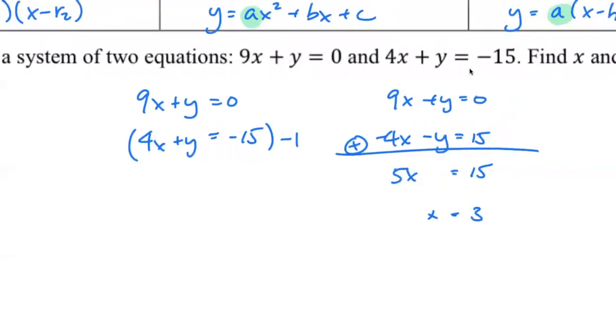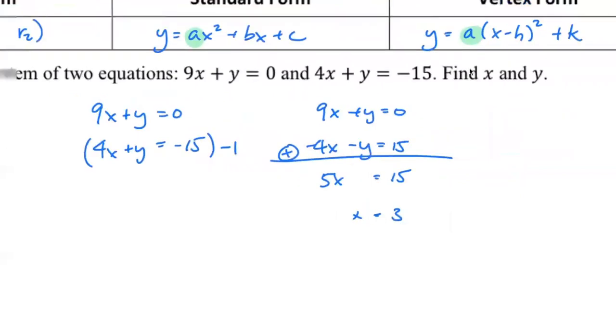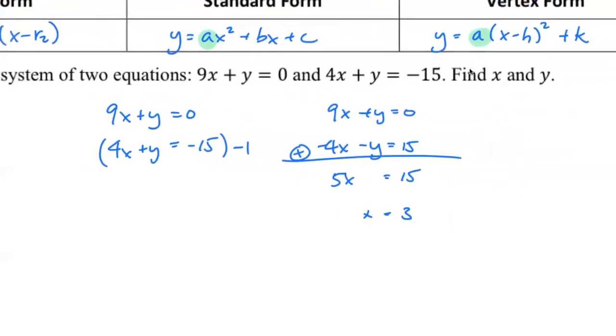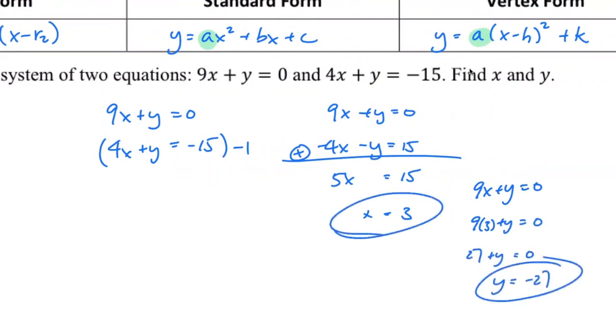See, very fast. And then if x is equal to 3, that means in 9x plus y equals 0, 9 times 3 plus y is equal to 0. So 27 plus y equals 0. y is equal to -27. Okay, so these are the x, y values.